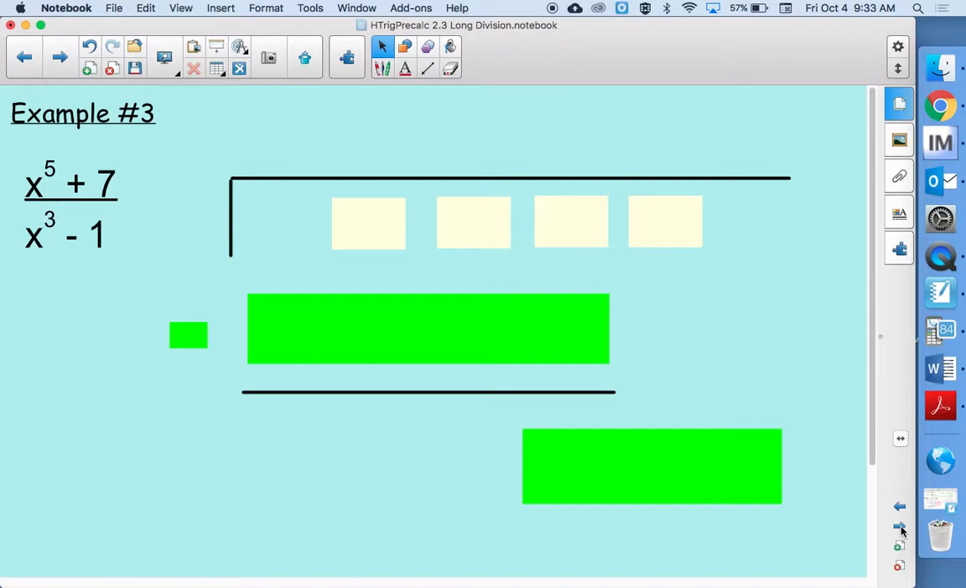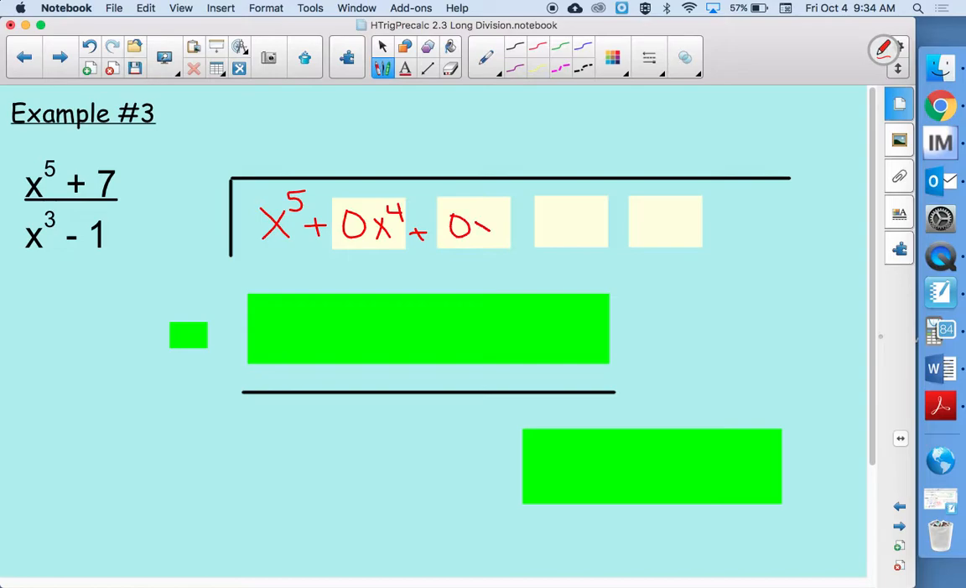So the x to the 5th is going to go right here. And then instead of putting a 7, I'm going to put a placeholder. And that placeholder is going to represent x to the 4th. There isn't an x to the 4th, but our powers need to line up. So I'm just going to place a 0 in. So to represent x to the 4th, I'm putting a 0 there. And then x cubed. And then x squared. And then x, because a polynomial is a list of powers that descend in order. And then finally, the number that we do have is a 7.